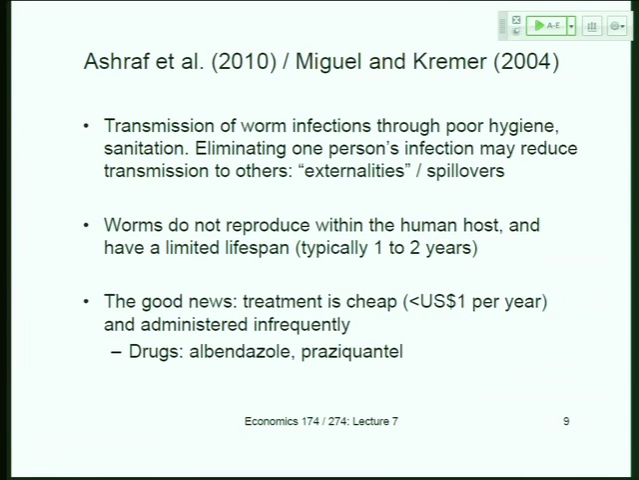That's the bad news. The good news is at least there are cheap and effective treatments. Albendazole and praziquantel are the names of drugs. Albendazole to treat the soil-transmitted helminth, hookworm, roundworm, and whipworm. Praziquantel to treat schistosomiasis, which is this waterborne helminth where the intermediate host is a snail. I think I mentioned that in the last lecture.